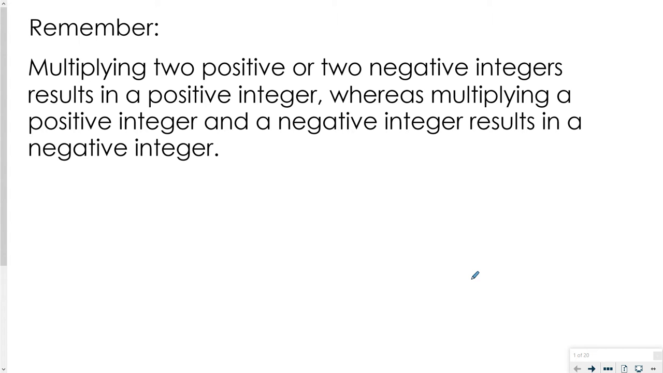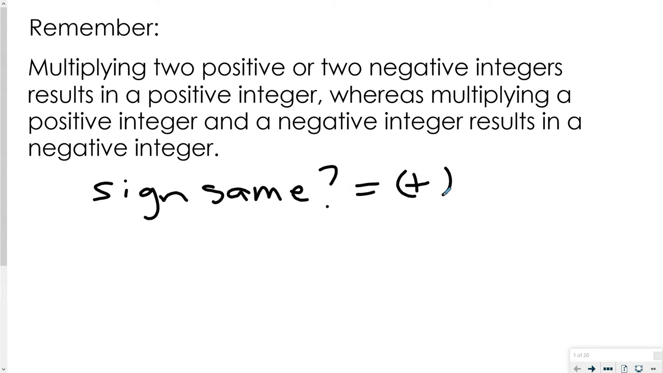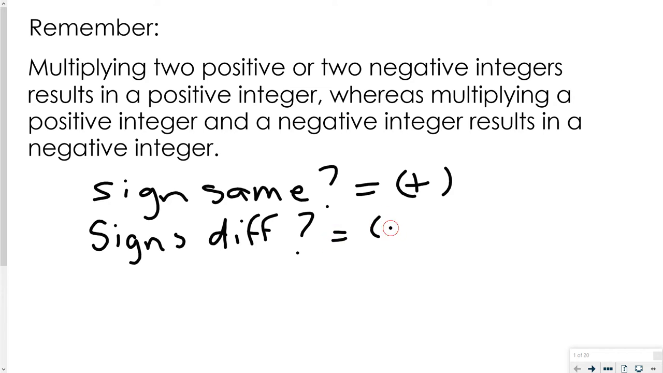So just remember that if the signs are the same, the answer is positive, okay, for two numbers. If the signs are different, the answer is negative, okay, for two integers.